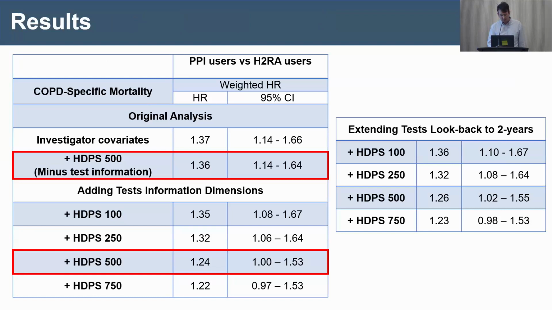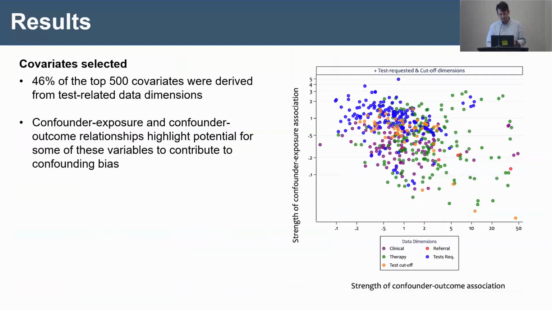So here are the results. Compared to the HDPS approach not including test information, we observed a modest reduction in the HR towards the expected null association. Because we're increasing the pool of candidate variables, it might be necessary to include more than 500, but future work might look into this. In sensitivity analyses on the right-hand side, the results were fairly consistent when extending the covariate assessment period from 1 year back to 2 years.